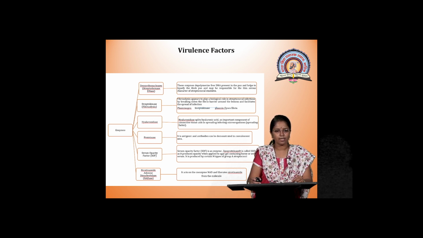Serum opacity factor. So serum opacity factor is an enzyme, a lipoproteinase, called SOF, as it produces opacity when applied to agar gel containing horse or swine serum. It is produced by certain M types of group A streptococci. Next enzyme is NADase or nicotinamide adenine dinucleotidase. It acts on the coenzyme NAD, and it liberates nicotinamide from the molecule.